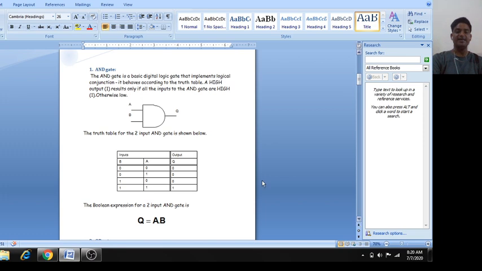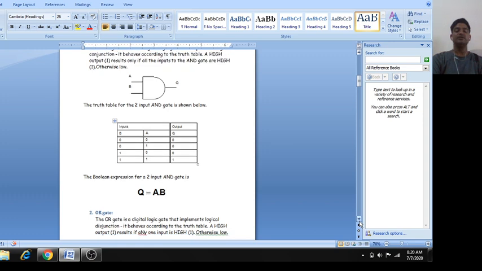First, the AND gate. In the case of the AND gate, this is your symbol. Output becomes high only if all inputs are high, otherwise low. If inputs are 0 0, output is 0. If all inputs are 1 and 1, output becomes high, otherwise low. And the expression for this is Q equals output equals AB, A dot B.